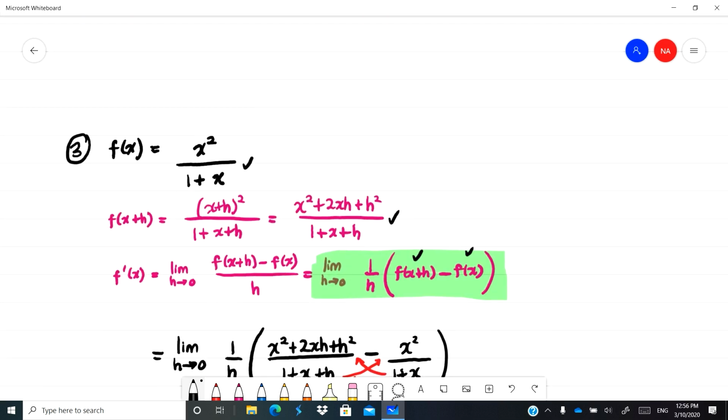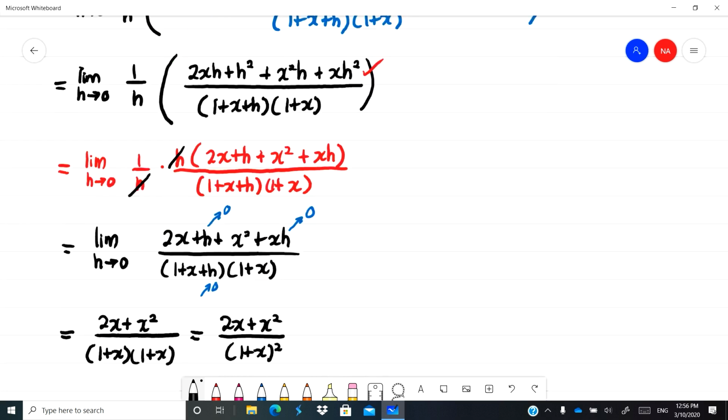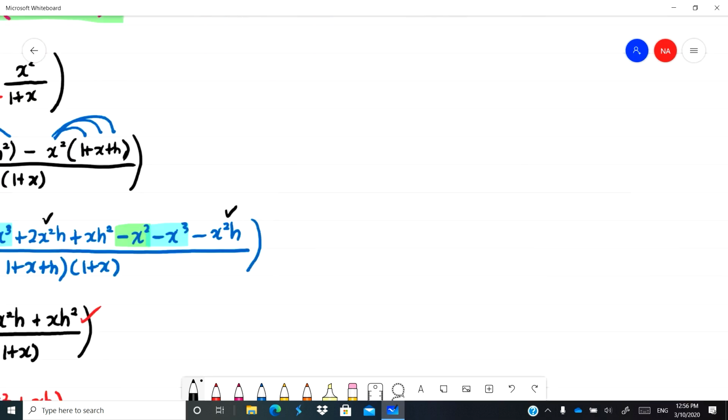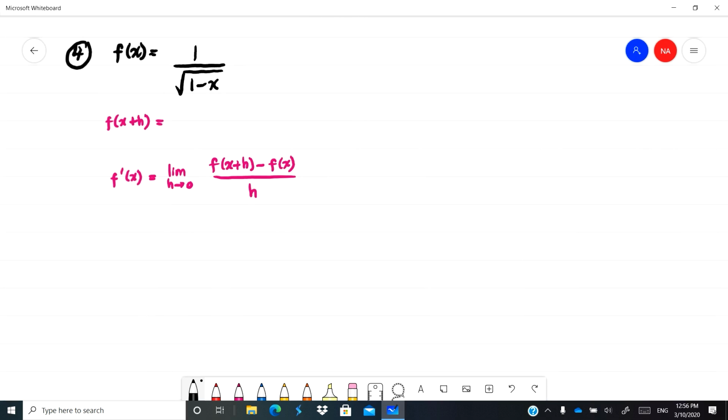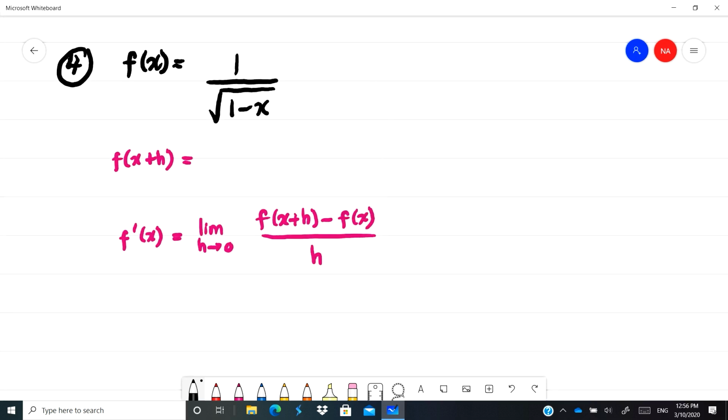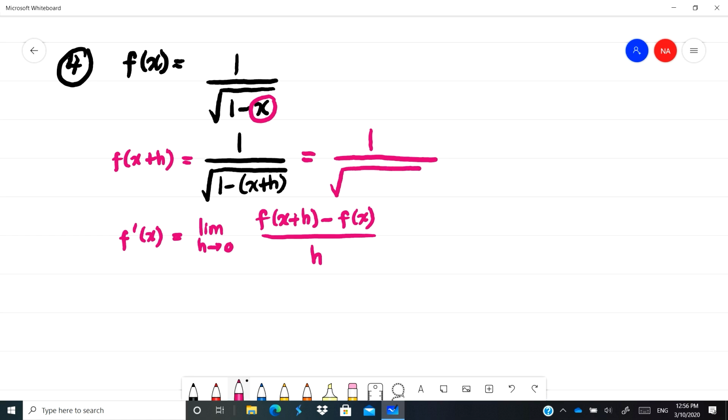If you want to check this, you have to use the u over v technique or the quotient rule. So that's the definition of derivatives. Let's try the last question here, where it involves fraction and also square root. Firstly, we'll have to substitute the value of x with x plus h. So I'm writing this as 1 minus x plus h. Please put it in bracket. Be careful, because we change this part here. So this can be written as 1 over square root of 1 minus x minus h.